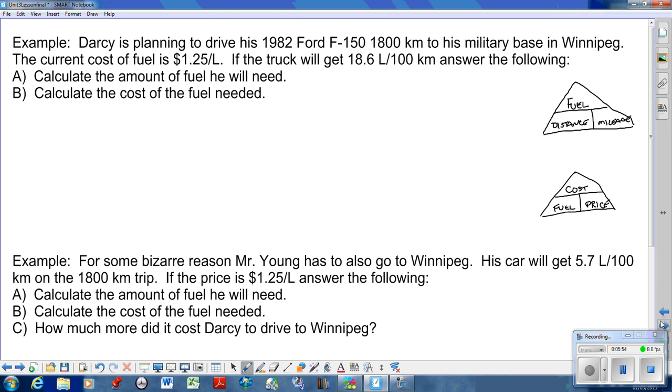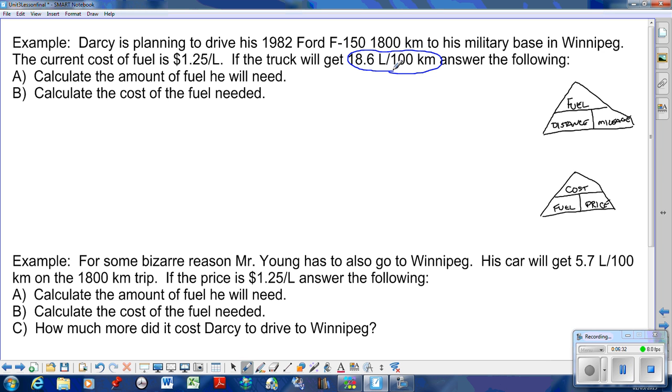So I've got a couple of examples here just to finish things up, and I have the triangles already copied. My first example: Darcy is planning to drive his 1982 Ford F-150 1,800 kilometers to his military base in Winnipeg. Current cost of fuel is $1.25. If the truck will get 18.6 liters per 100 kilometers, answer the following. So what we need to do here is talk about, first of all, this Canadian notation for mileage.